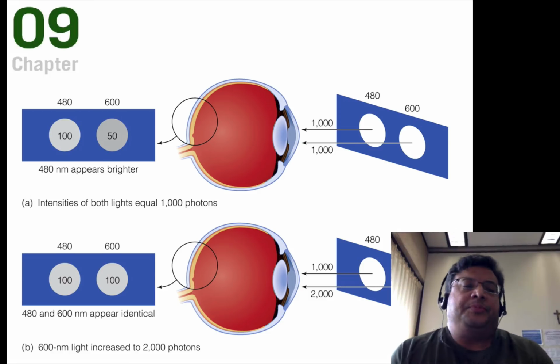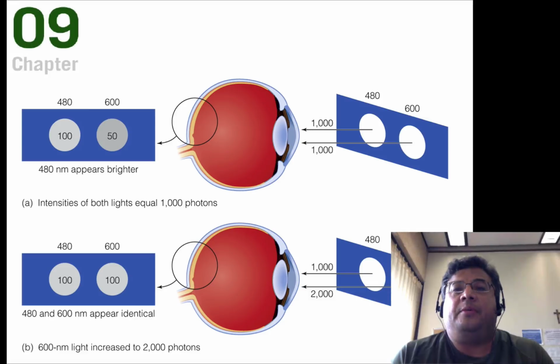All right, so here's another experiment demonstrating what happens with a single receptor. Let's say, for example, you only had one receptor to detect one color. In this experiment, over on the right hand side, you have two lights shining two different frequencies, 480 nanometers and 600 nanometers, and they're both shooting 1,000. For the sake of this demonstration, let's say that we can shoot exactly 1,000 photons of light into the eye.